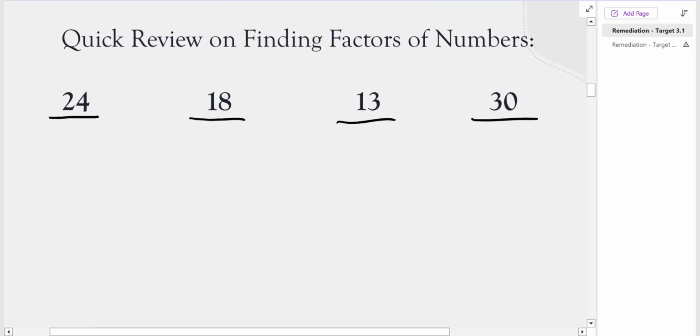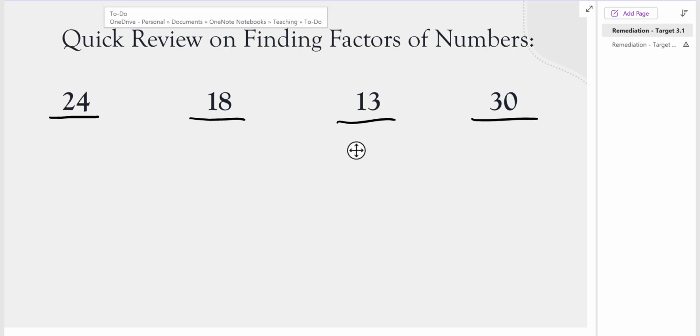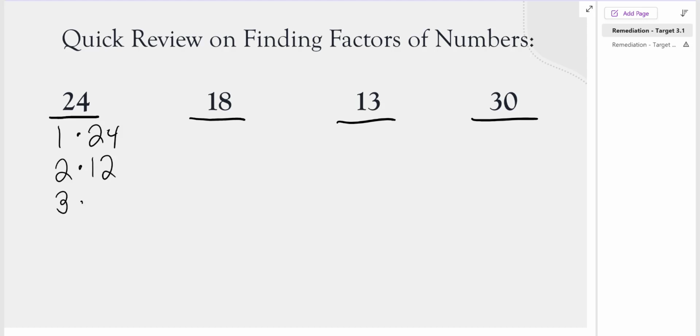Okay, so the first quick review we're going to do is practicing finding factors of numbers. Factors are numbers that multiply to the number that you want. So factors of 24 are numbers that multiply to 24. Always go in order, so start with 1. So it should be 1 times 24 is 24. After the number 1 is 2, and we're going to check if there's a number that can multiply up. So 24 is an even number, so 2 times 12 is 24, 3 times 8, and 4 times 6.